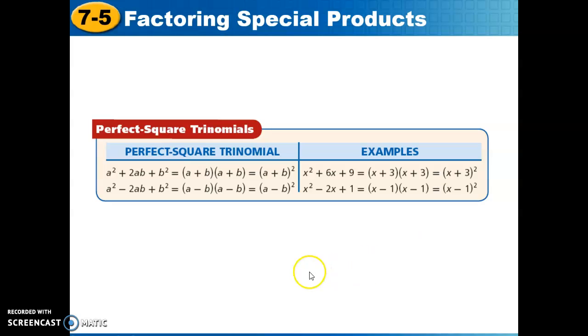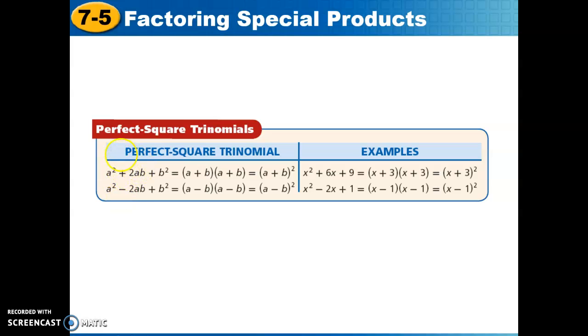If we recall back to chapter 6, we started off with something that looked like this, the quantity a plus b squared. And when we saw this, we knew that the final product would look like this, a squared plus 2ab plus b squared. Likewise, if you had a subtraction sign in between the a and the b, you'd end up with the same thing, but the middle term would be negative.